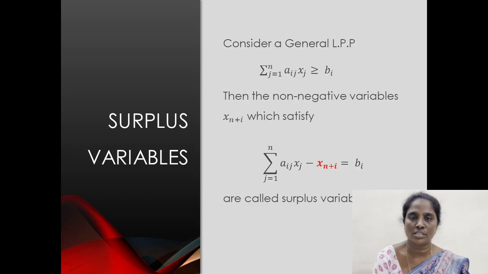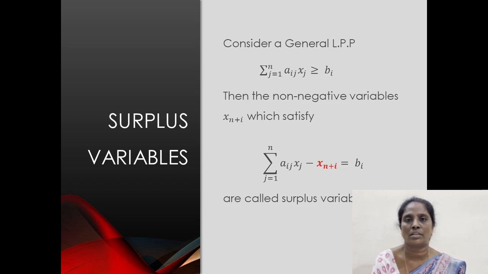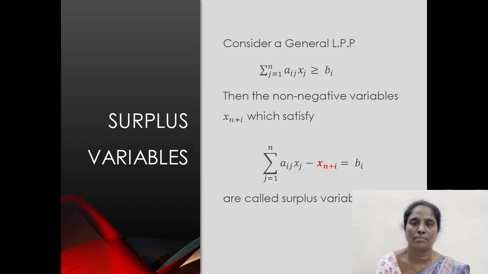To understand this definition, let us consider a simple example. We know that 7 is greater than or equal to 5. To convert this greater than or equal to inequality into equal to, we should subtract 2 from 7. That is 7 minus 2 equal to 5. This 2 is known as the surplus variable.